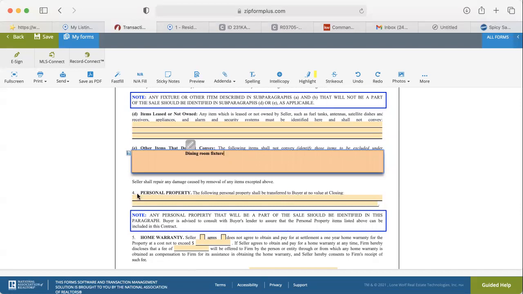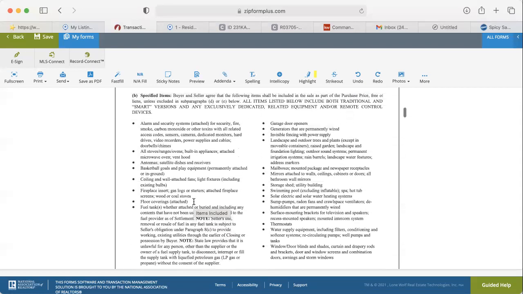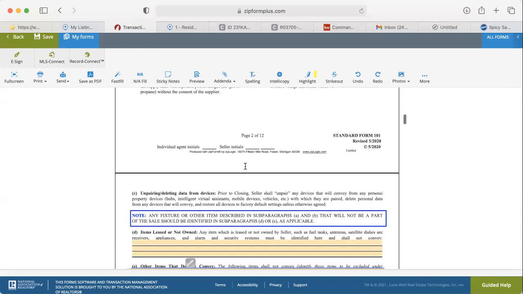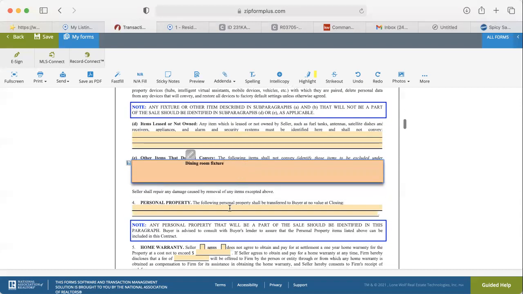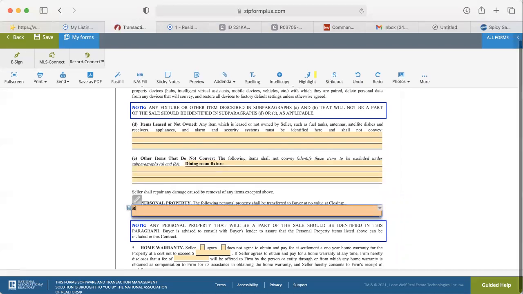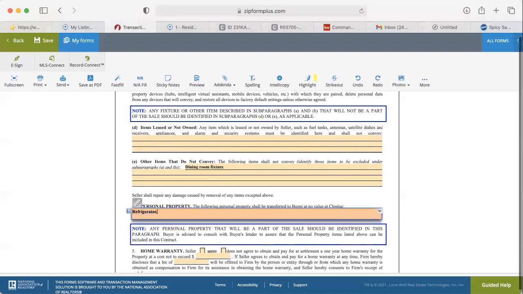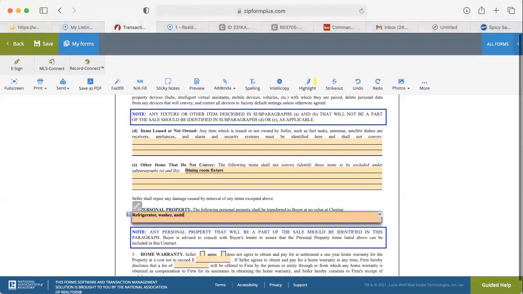Okay. So the next section is personal property. If I go back to my list here, it says all stoves, ranges, ovens, built-in appliances, attached microwave oven and vent hood. Those are all considered fixtures, so I don't need to list any of those in my personal property. The most common things I see under personal property are refrigerator, washer, and dryer.